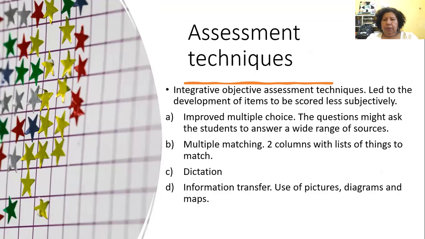Then integrative objective assessment techniques led to the development of items to be scored less subjectively, which is what I was saying, because if there is a correct or incorrect item, then there are no doubts about it, okay? It cannot be interpreted in this type of test, and that's why it's objective. Some of these techniques are that they improve multiple choice.